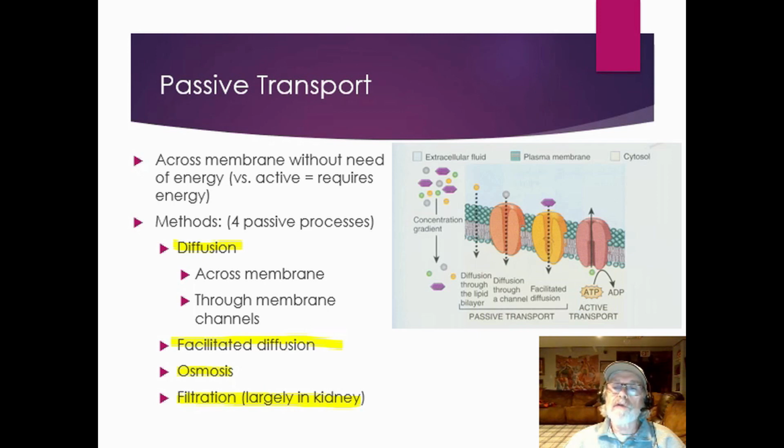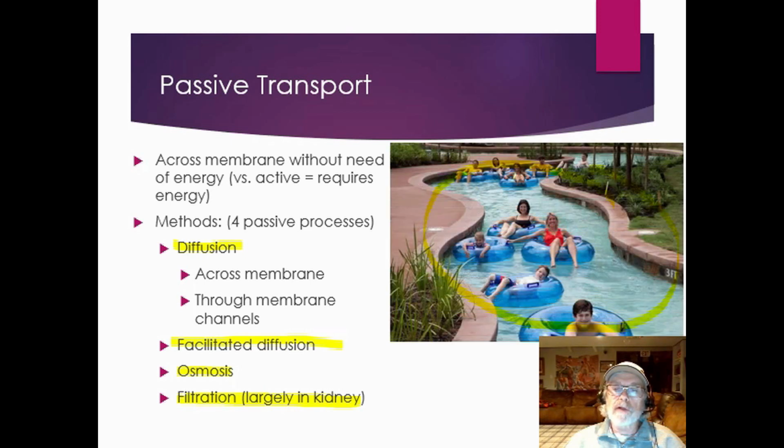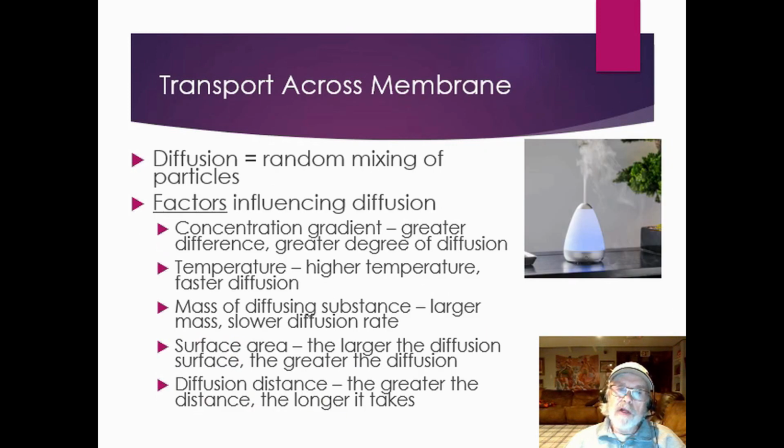This is just a diagram to show you diffusion through a channel, facilitated diffusion, and then active transport. Let's talk about those individually. So passive transport requires no energy. Like that lazy river, just floating down a river, and you don't have to paddle, you don't have to swim, and just sit in these little tubes, get sunburn, and that's all you need to do. It's very passive. Okay, let's first talk about diffusion. What does diffusion mean?